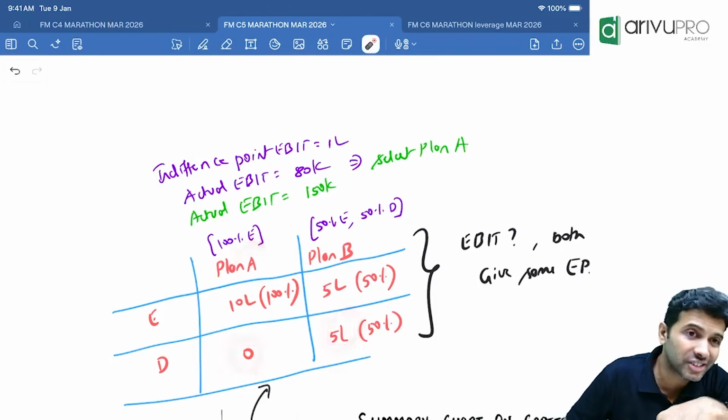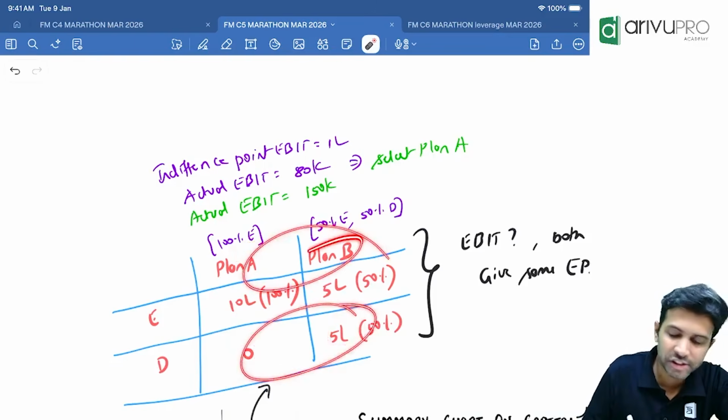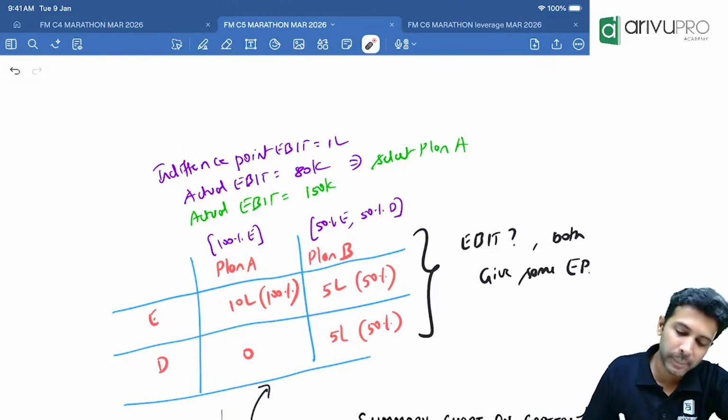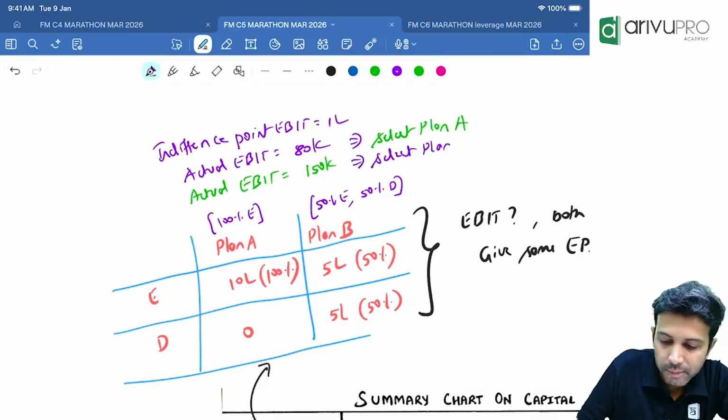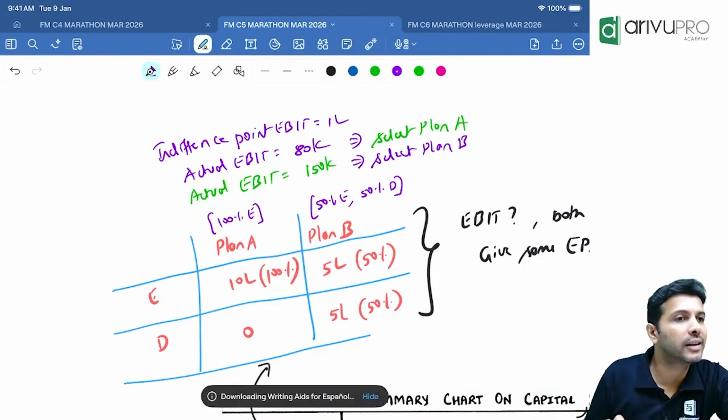Second plan is using some debt. So among these two, which is using more debt? Plan B. So what is the final answer over here? You will select what, sir? Select plan B, because by doing so, you will get higher EPS.